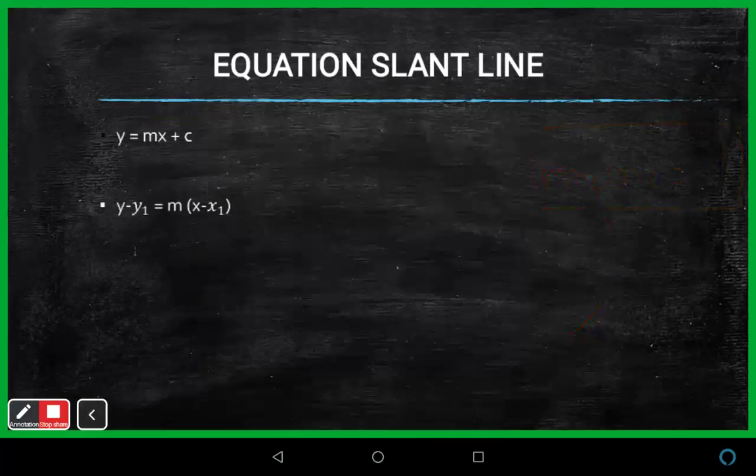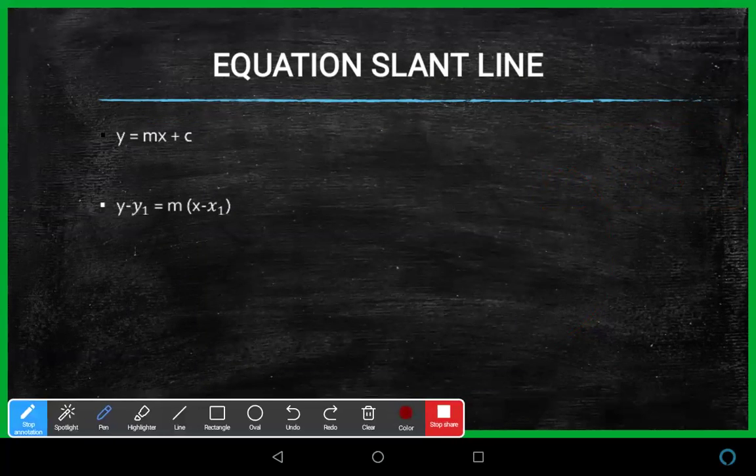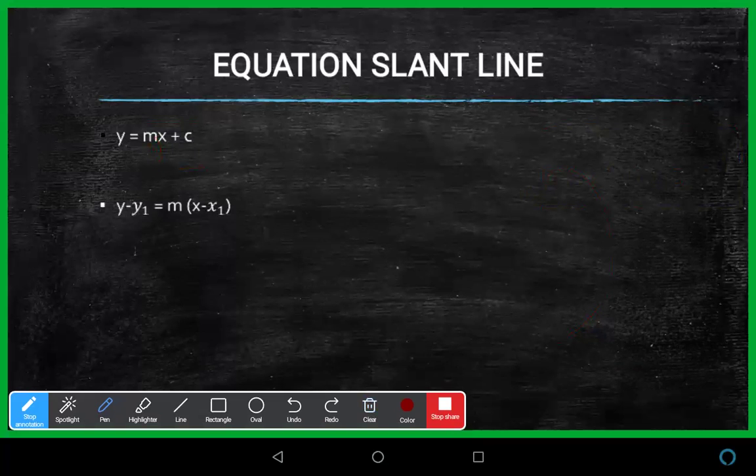Now we have the equation of a slant line, as we saw the lines in the previous slides. So we have two equations from which we can find the equation of a line. So y is equal to mx plus c. This is the first equation of a slant line. m is denoted as the slope. Remember, m is a slope, or we can say gradient. And c is the y-intercept.